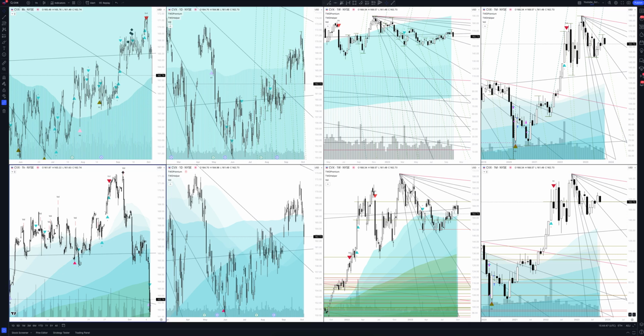Today we will take a look at Chevron stock. Let's analyze the market situation and find out how you can make money on it. Let's start.